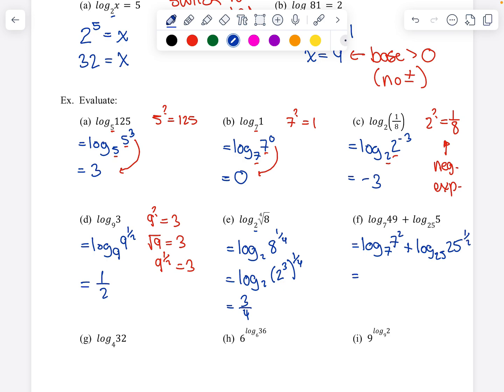So our answer here then would be 2 from the first logarithm plus 1/2 from our second logarithm. And then we can simplify by adding these together. If I get a common denominator of 2, I would have 4 over 2 plus 1/2, which gives us an answer of 5/2.